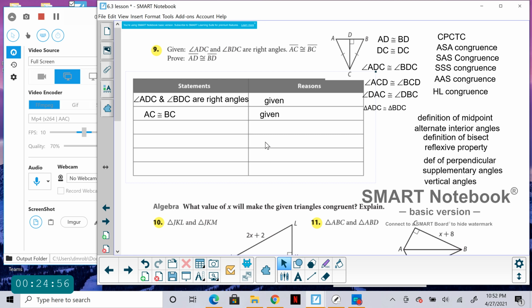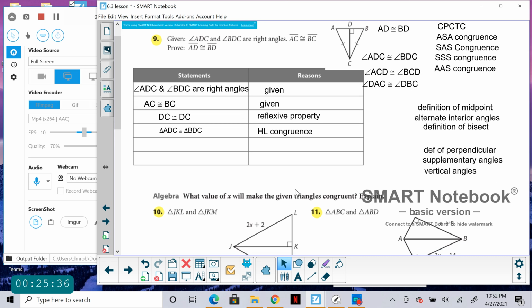Number 9. So angles ADC and BDC are right angles, and AC is congruent to BC. That's given information. So then we can say that DC is congruent to DC by the reflexive property, and that gives us that we have right angles, so they're right triangles, we have the hypotenuse, and we have a leg. So now our triangles are congruent by the hypotenuse leg congruence.